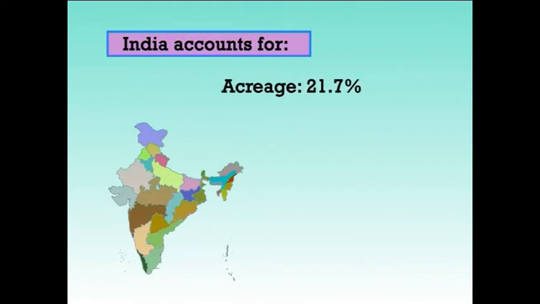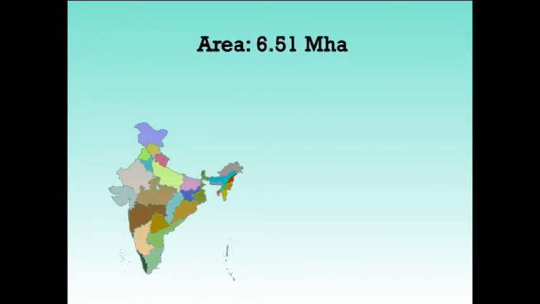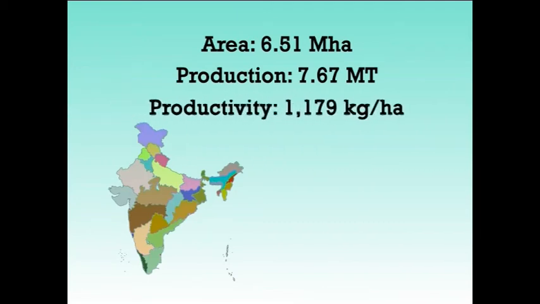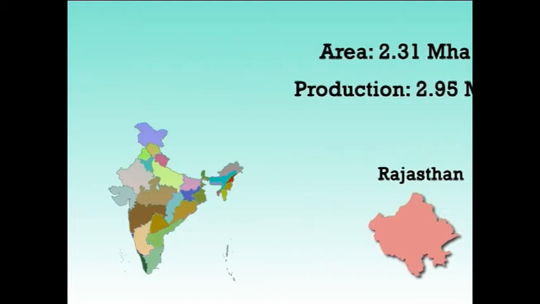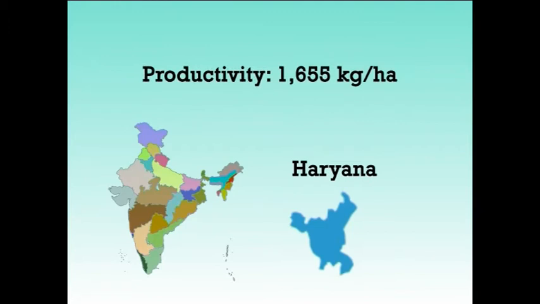Globally, India accounts for 21.7% and 10.7% of the total acreage and production respectively. In India, area, production and productivity of rapeseed mustard are 6.51 million hectare, 7.67 million tons and 1,179 kg per hectare. In India, Rajasthan is the leading state in area, having 2.31 million hectare and production of 2.95 million tons. And in case of productivity, Haryana, having a yield of 1,655 kg per hectare, is the leading state.